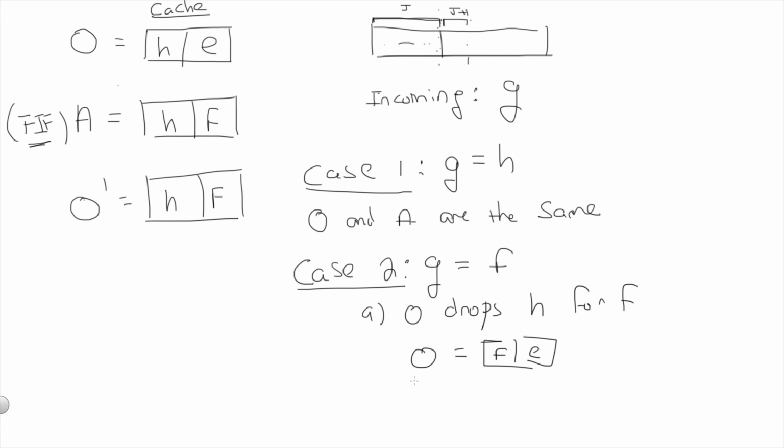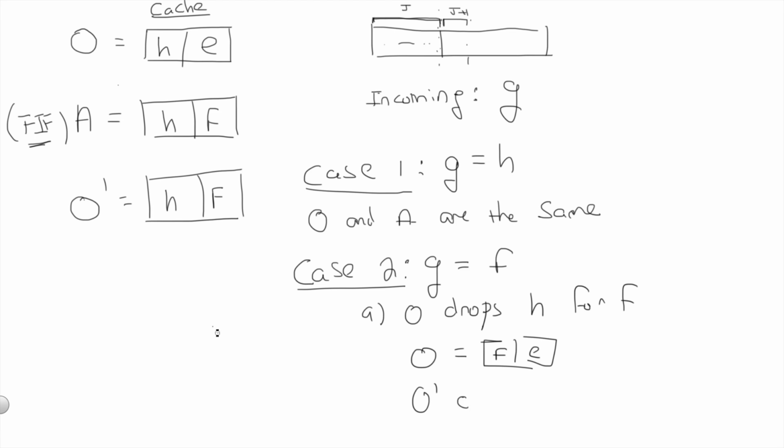So how will we do this? Well, in this case, O prime drops H for E. O prime will drop H, pick up E, then it will have FE, O has FE, and we have the same number of cache misses, and therefore O prime is optimal. And we've just proven that there's another optimal schedule that matches our schedule for J plus 1.